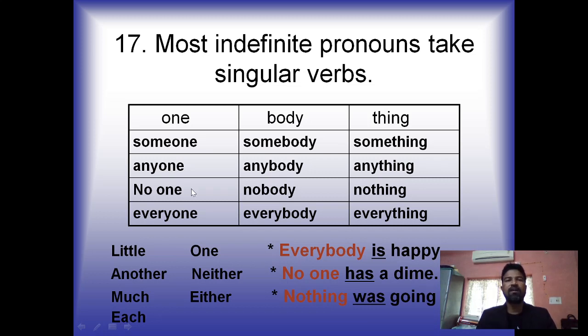These are called indefinite pronouns. These indefinite pronouns are always treated as singular, therefore they always take a singular verb. Say, for example, everybody is happy. No one has a dime. Nothing was going to help.